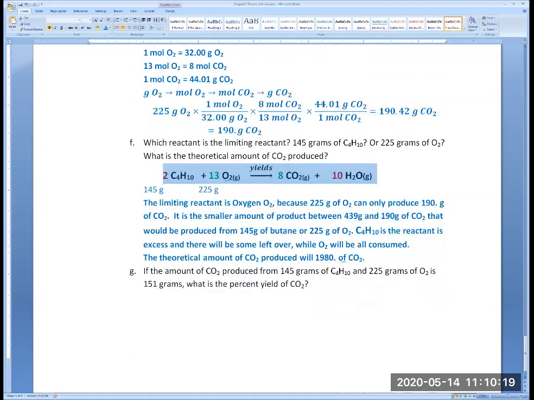But if the amount of CO2 produced from 145 grams of C4H10 and 225 grams of O2 is this 151 grams, so what is the percent yield? So for this, the percent yield, there is a formula. So let me go to the reference information for that.